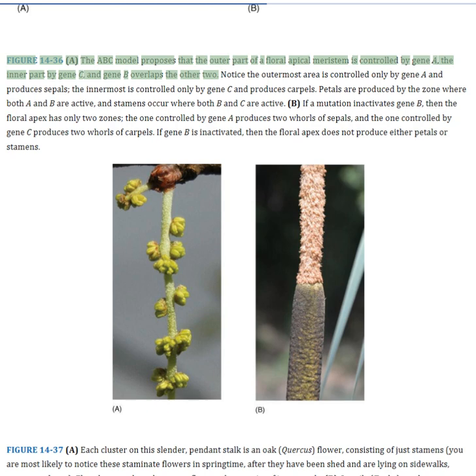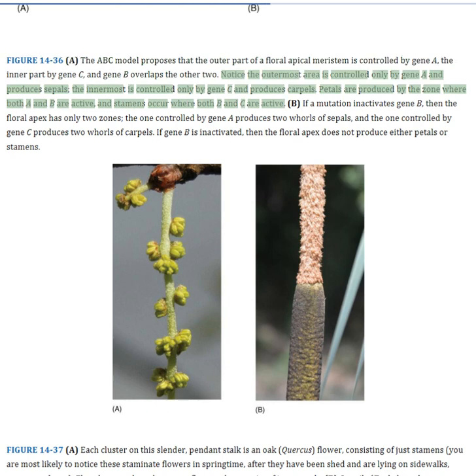Figure 14.36 The ABC model proposes that the outer part of a floral apical meristem is controlled by gene A, the inner part by gene C, and gene B overlaps the other two. Notice the outermost area is controlled only by gene A and produces sepals, the innermost is controlled only by gene C and produces carpels. Petals are produced by the zone where both A and B are active, and stamens occur where both B and C are active.